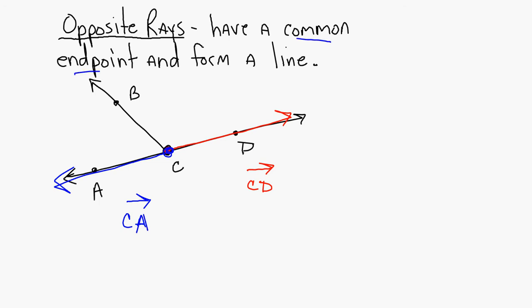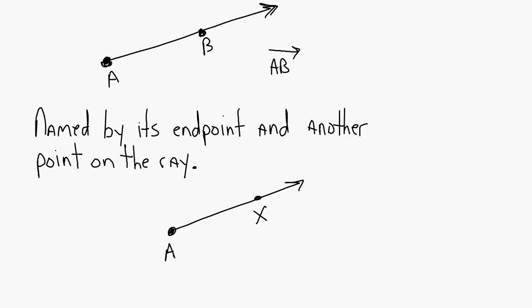Do they have a common endpoint? It starts at C. A ray starts at its endpoint. Remember? Let's see, where was the definition of a ray? Oh, there's a ray: part of a line that starts at an endpoint. So opposite rays start at the same endpoint, and they go away from each other forever, but they form a straight line.